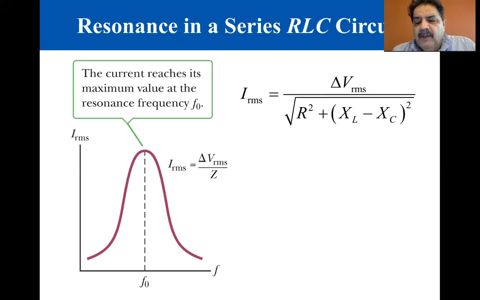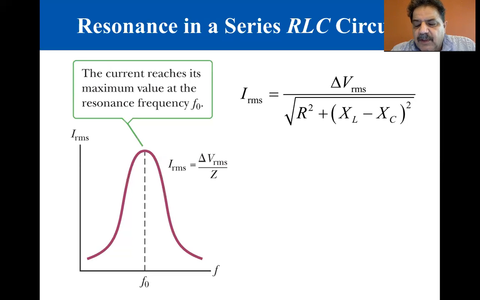In this figure is a plot of current as a function of frequency for a circuit which has a fixed value of both the capacitance and the inductance. From our RMS current equation, we have to conclude that the current would become infinite at resonance when R equals 0. Real circuits, of course, always have some resistance, which limits the value of the current.